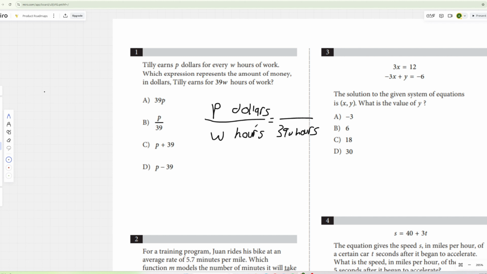These have to be equal. What did she do to get from W to 39 W? She multiplied by 39. We're going to do the same thing up here. What you do to the top side has to be done to the bottom side, and vice versa. Times 39, we get 39P dollars. So that's my answer. Sorry, this is a little messy. Let me write better for the next question.